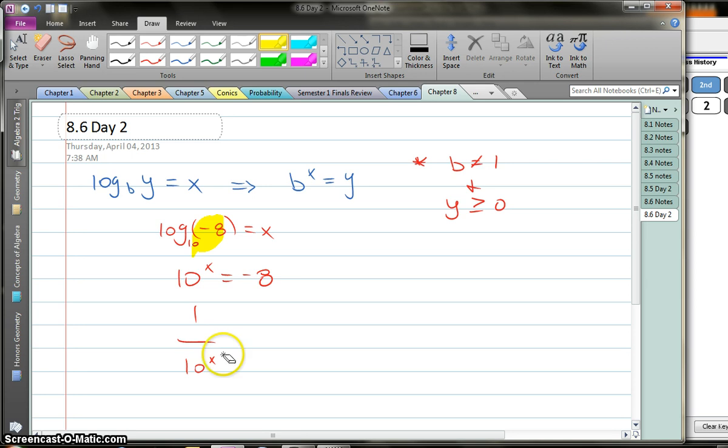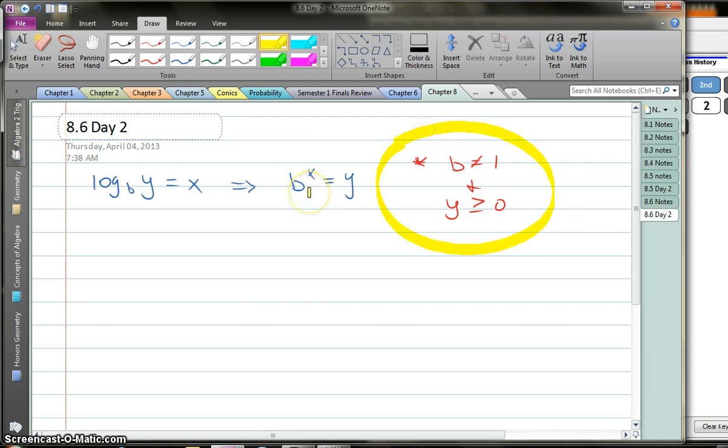Okay, now, these two minor details are going to play a huge role in today's lesson. All right, so it's very important to remember this. B cannot be 1, and you cannot take the log of a negative. That's the easiest way to remember this one. You cannot take the log of a negative.